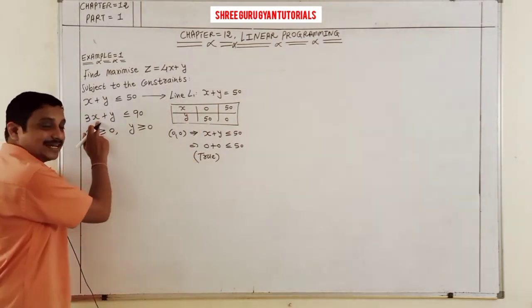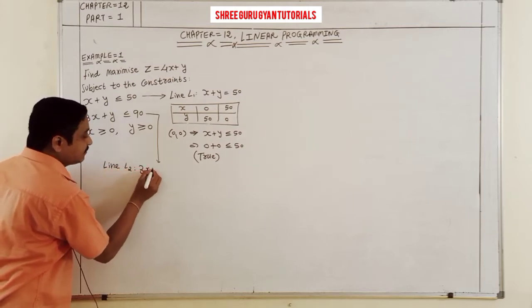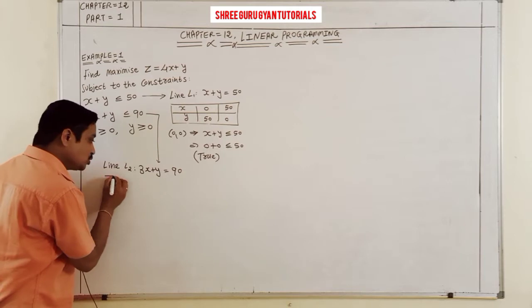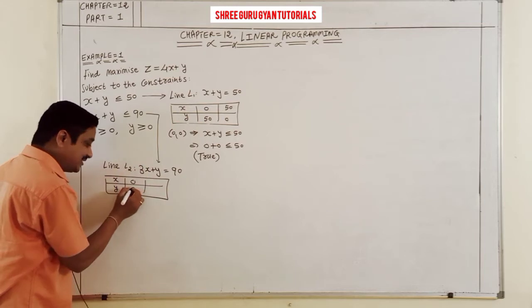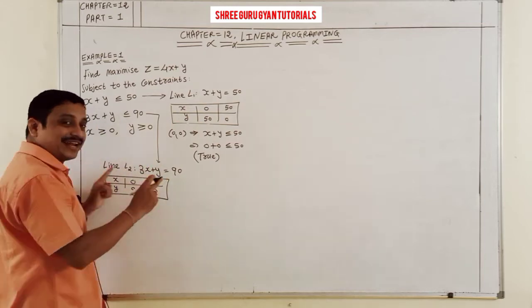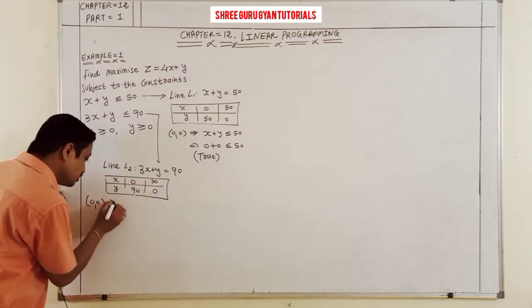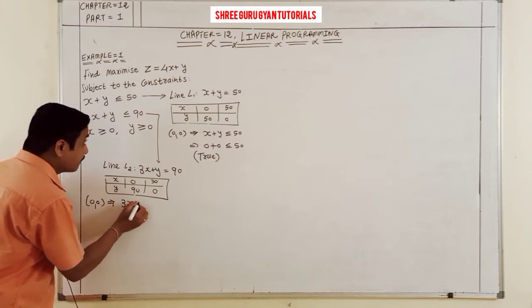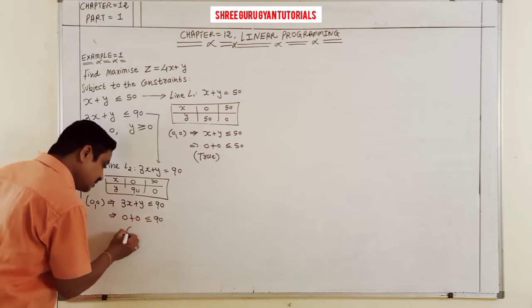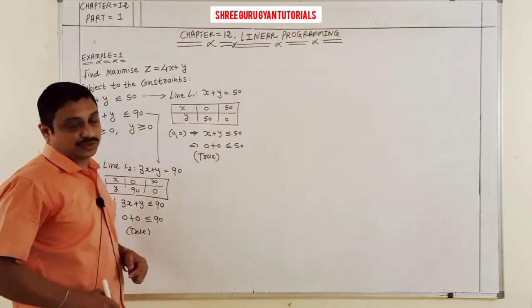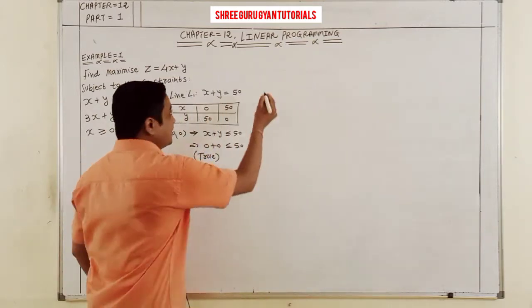Now the second line, L2: 3x + y = 90, with the same table. If x = 0, y = 90, and if y = 0, then 90 by 3 is 30. Also check towards the origin: 3x + y ≤ 90 gives 0 + 0 ≤ 90, which is surely true as well. Now students, I will show the graph with a simple x-axis and y-axis.